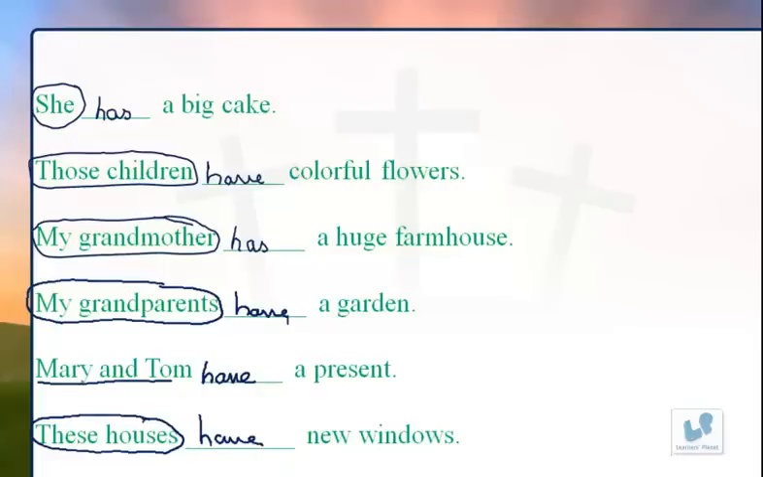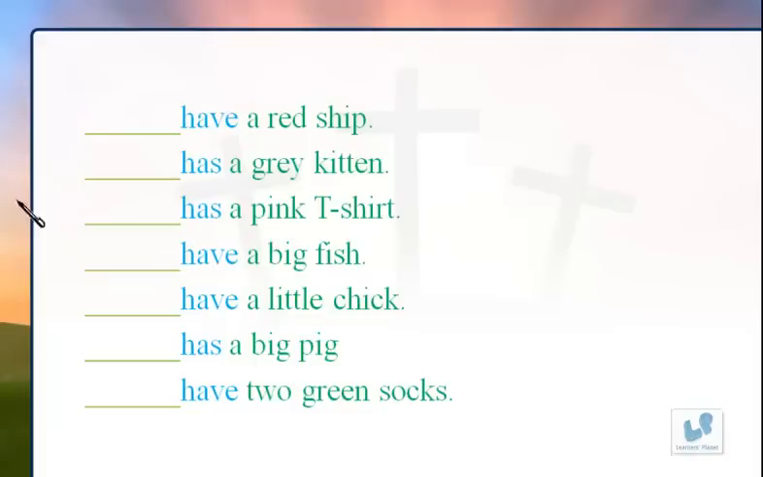I hope you got it, children. Now children, let us try these fill in the blanks. Children, these fill in the blanks are different from the fill in the blanks that we did earlier. In these, we need to fill the person because we are given the has or have, which is to be used in the sentence. So let us begin.